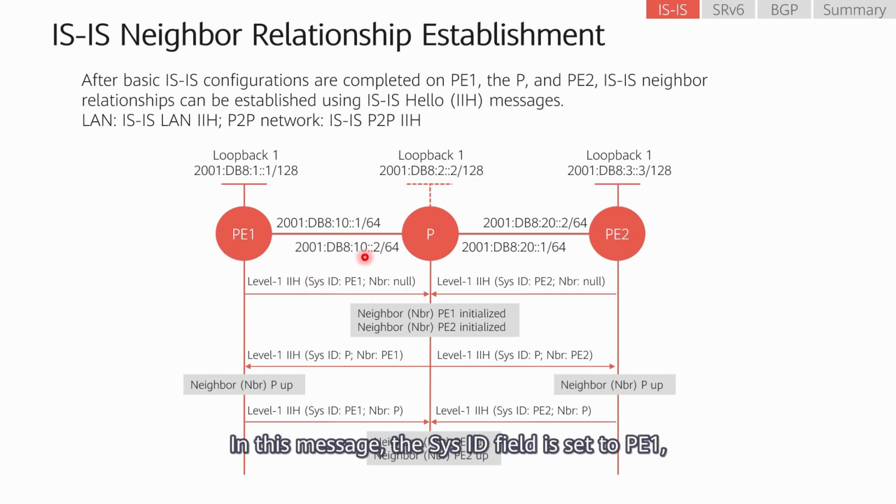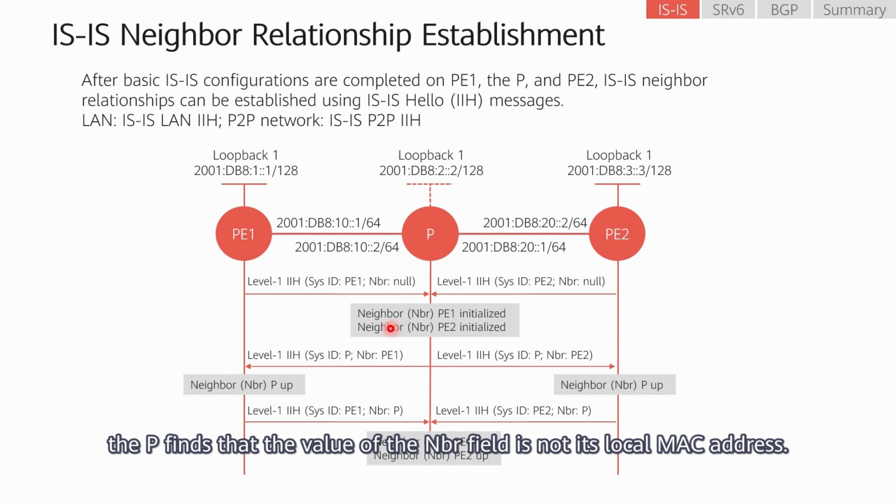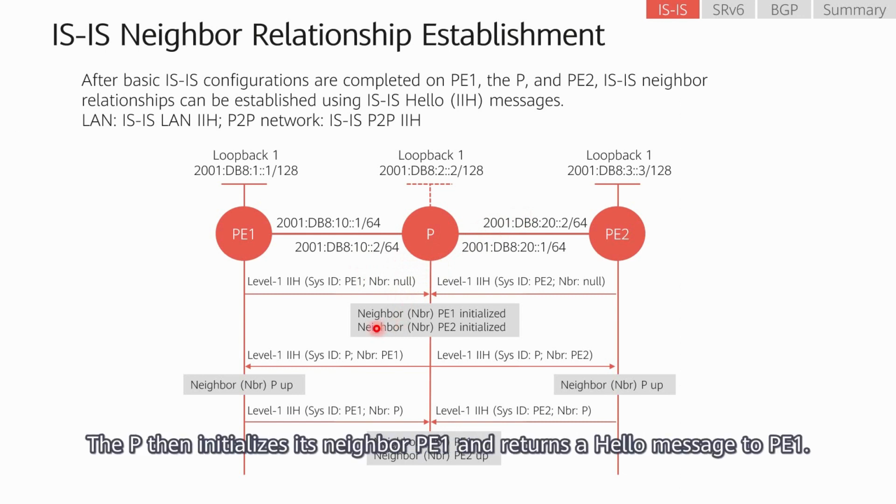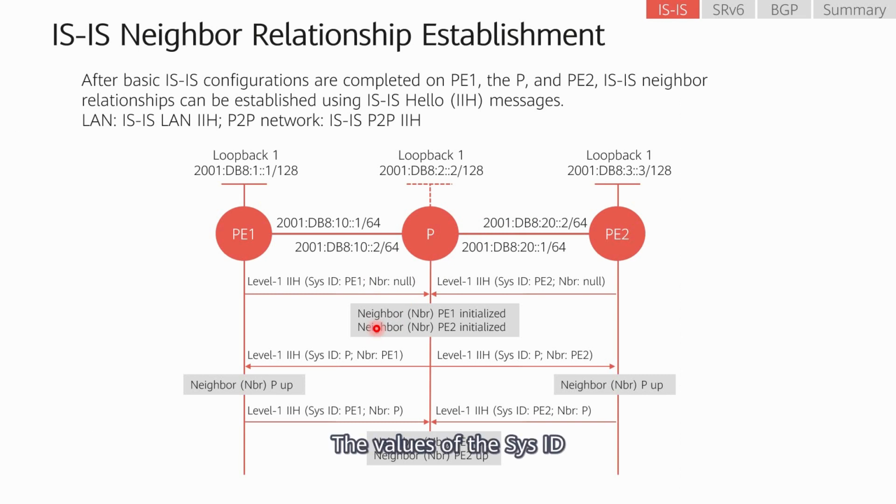In this message, the sysid field is set to P1 and the NBR field is none. After receiving the hello message, the P finds that the value of the NBR field is not its local MAC address. The P then initializes its neighbor P1 and returns a hello message to P1. The values of the sysid and NBR fields are now P and P1, respectively. We can see that this value is P1's MAC address.